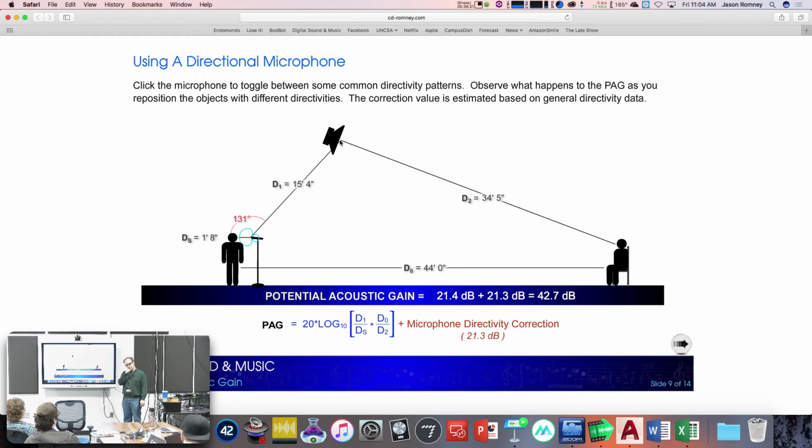Getting that closer makes a huge, huge difference. However, in our scenario, we tend to not be able to leverage directional mics very often because in musical theater, we usually use omnidirectional mics. And the reason is that, as I was saying earlier, when you look at a directional microphone or a directional loudspeaker, what's really happening is when you go off axis of it, the frequency response changes.